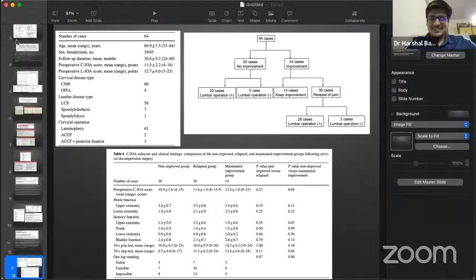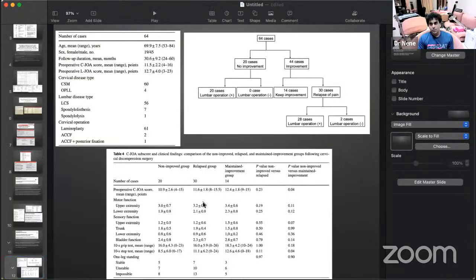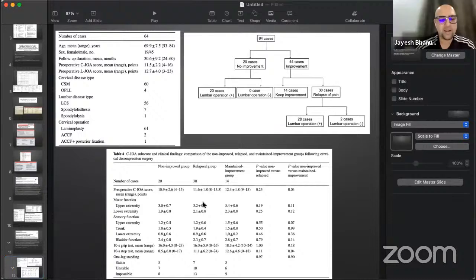Jayesh, anything else from your studies? No, sir. This is the latest study. This is a 2021 study which said that even after those cases improved, out of those 14 which kept improving, they had to reoperate and stage the lumbar in 30 of those cases. So it's safe to say that doing simultaneous does make sense, at least with respect to our clinical judgment and our ongoing protocols.